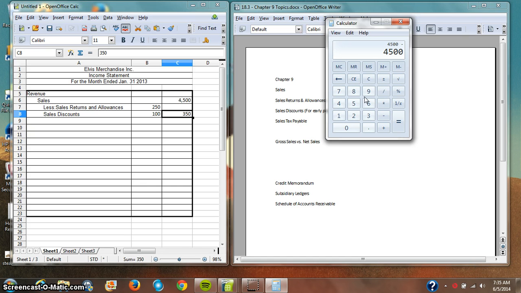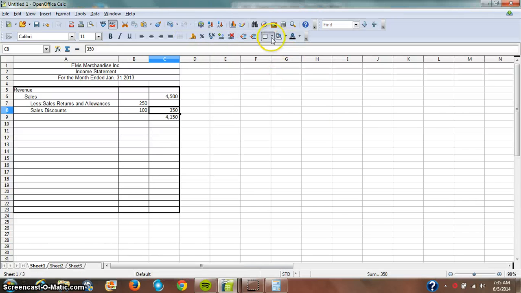Minus 350 is 4150. So here's 41. I can just do the math over here as well. That minus that equals 4150. And so here I've got a subtotal on my income statement. So I'm going to put a line. And this is what's called net sales. There's net sales right there.